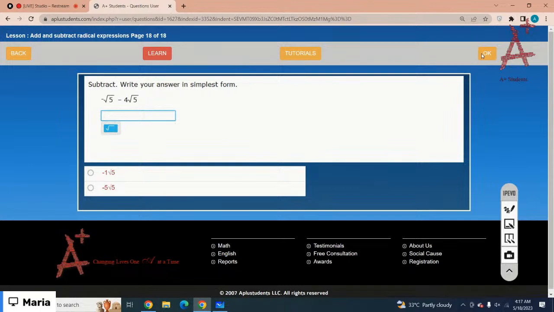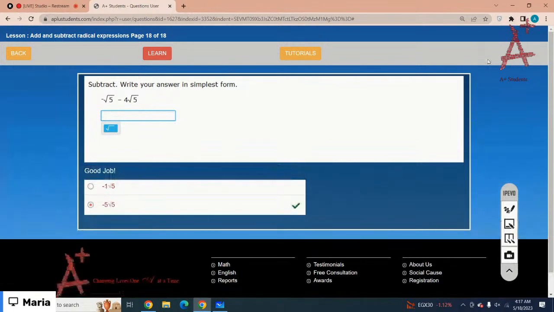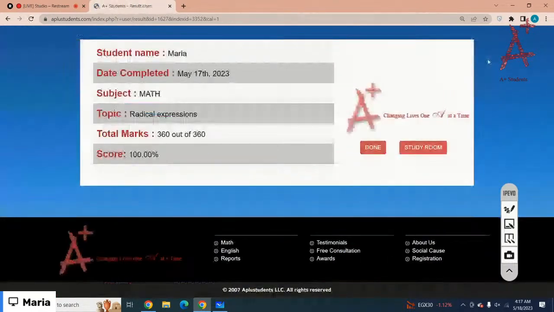Negative 1 and negative 4 makes negative 5. So it would be negative 5 square root 5. Okay, we are done with the lesson. Let's just move on to the next lesson.